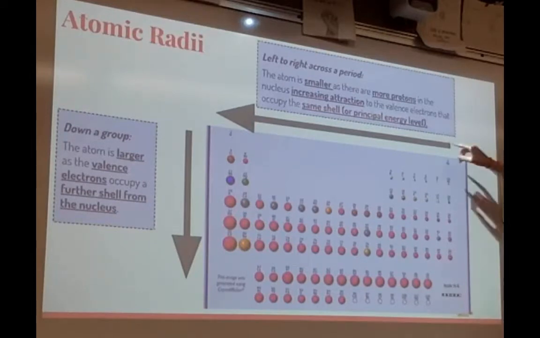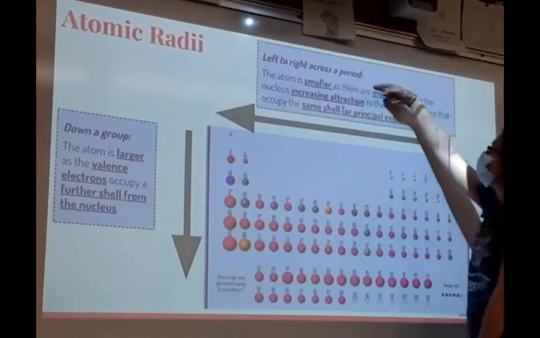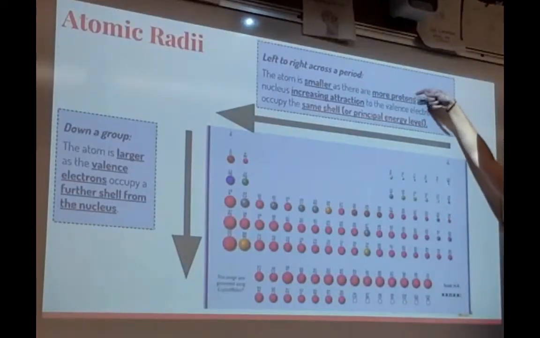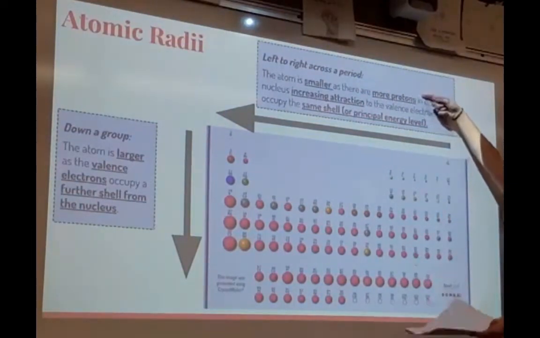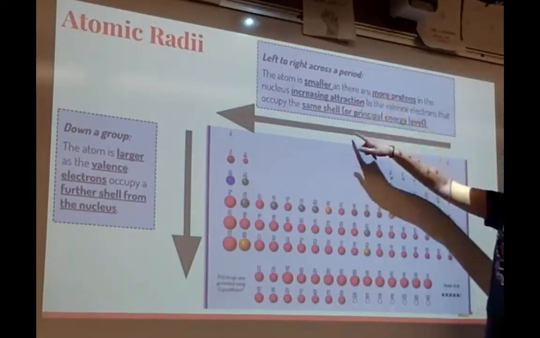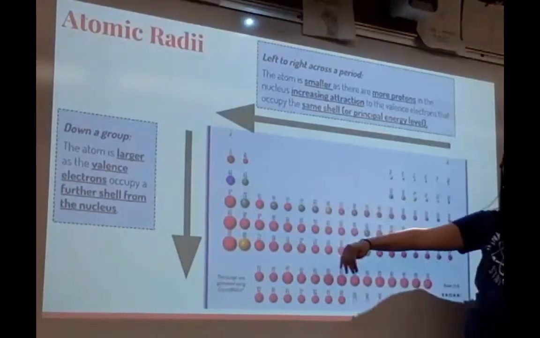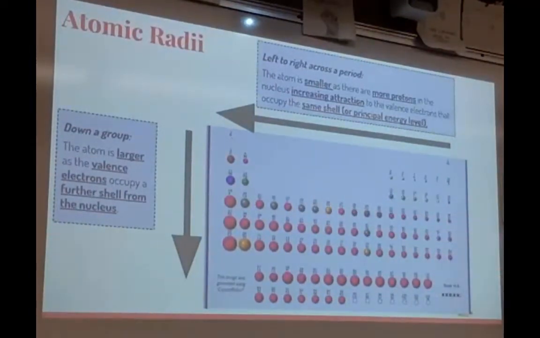So notice how we state what is true. We give our reasoning, either protons or distance, talk about how it affects the attraction, and because they're either in the same energy level or they're in different energy levels. So we just want to make sure that we are as specific as possible.